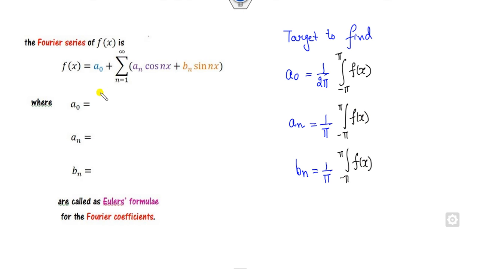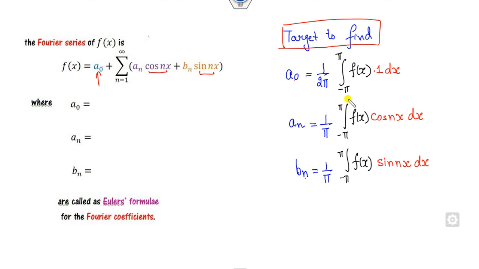Now you have to find a₀. What is the coefficient of a₀? It is 1, so you multiply by 1 into dx. The coefficient of aₙ is cos nx. This is the way you can remember this formula. The coefficient of bₙ is sin nx. This is the way you can remember the formula. And your target is to find these values.